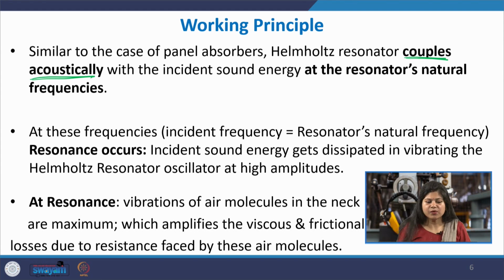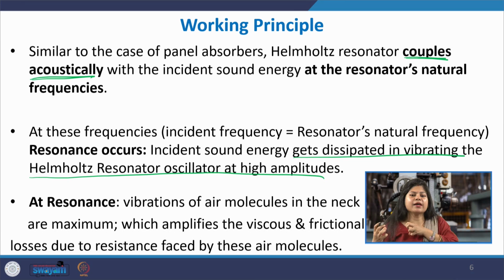Here also, in the same way, whenever the incident frequency is the same as the fundamental frequency of this Helmholtz resonator, there will be acoustic coupling. Whatever the incident energy is, it will get dissipated in vibrating the Helmholtz resonator at very high amplitude. Resonance will be set, and all the sound energy that was incident is now getting absorbed into the absorber. All of this energy is going in and is being used up in doing work, vibrating this absorber or the molecules of the absorber. So, in a way, you can say the energy is getting absorbed and going inside this resonator.